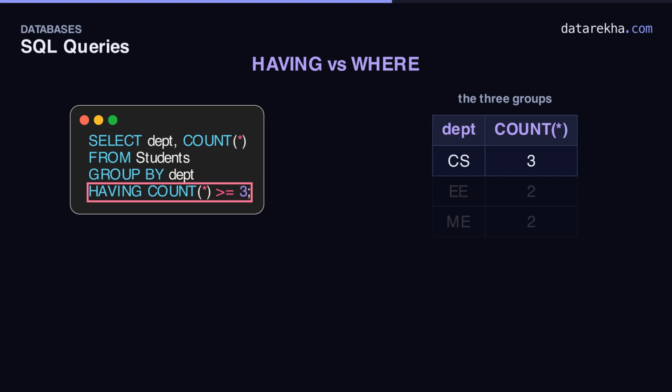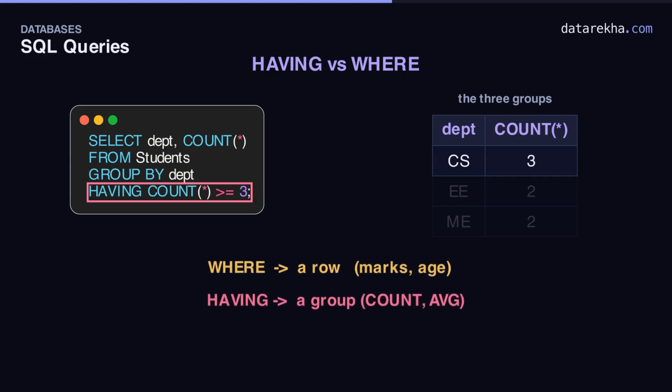CS has 3. It stays. EE and ME have only 2. Both groups are discarded whole. The answer is a single row. CS 3. Hold the distinction firmly.